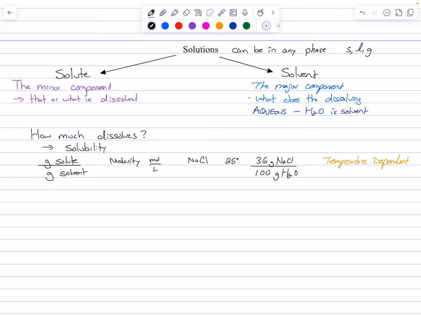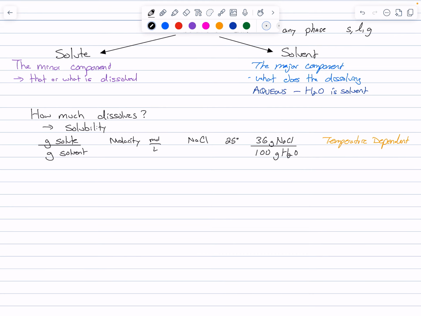Now there's 3 words we can generalize how much solute is in a solvent. You can be unsaturated, saturated, or supersaturated. All right. If we are unsaturated, more solute can dissolve.